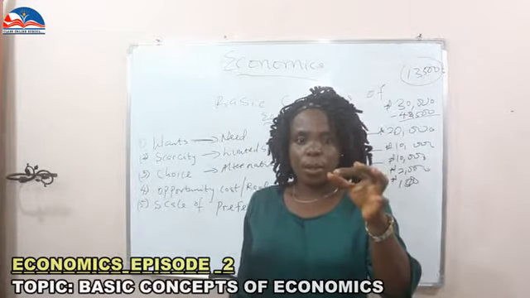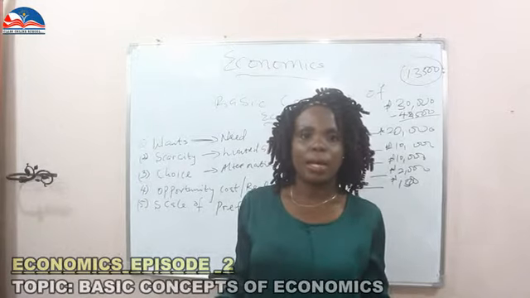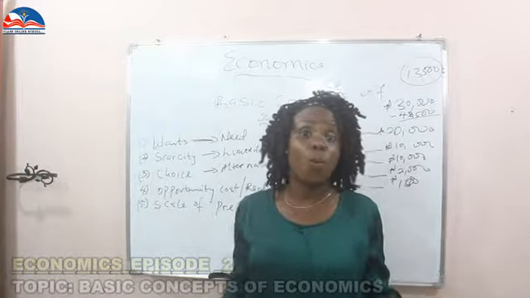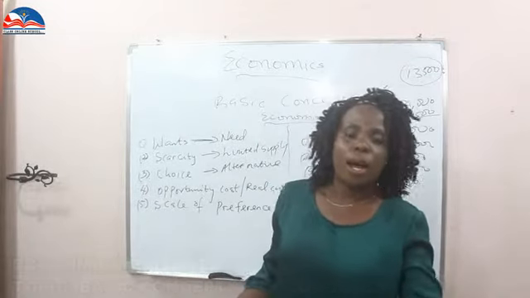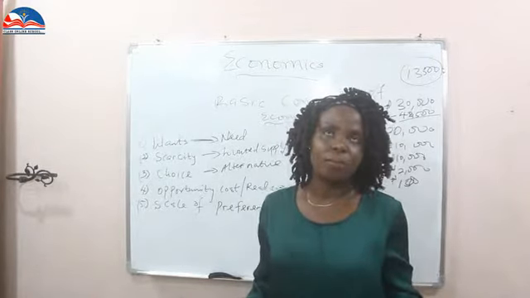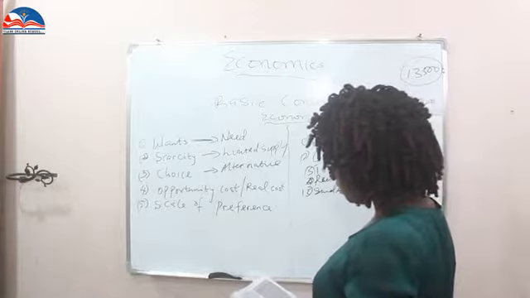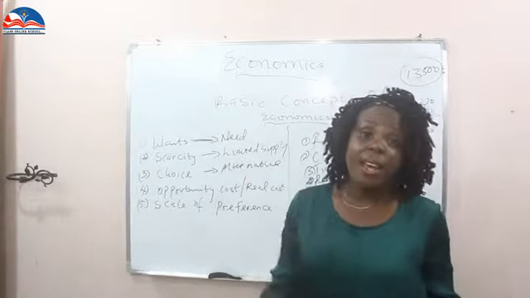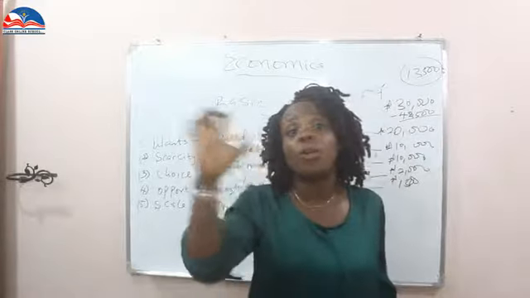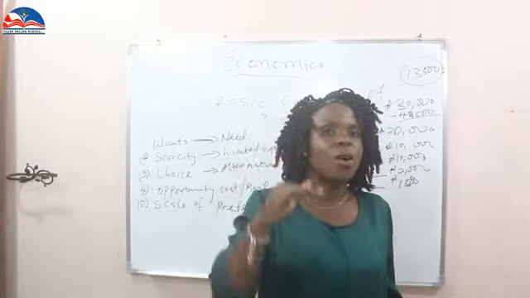A scale, if you've seen a weighing scale, you find that if you put two objects of equal weight, the scale will balance. But if one side of the scale weighs more, that's to say the object you place on one side outweighs the other one. That's an ordinary explanation of what a scale is. But then in economics, what do we mean by scale of preference? It is a list of our wants arranged in order of need.